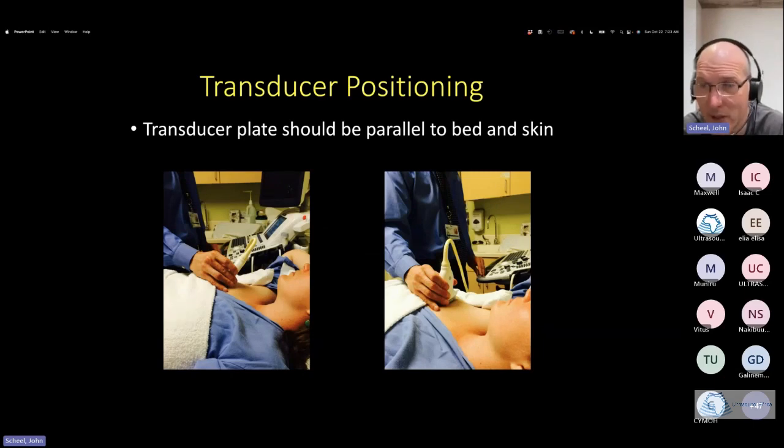On the right side, you see that I'm holding the transducer correctly. I have one finger on the breast so that I have control and stabilization of the transducer. I'm holding it at the base, and I'm holding the transducer perpendicular to the breast, so the transducer plate is parallel to the chest wall and parallel to the bed. This is important.